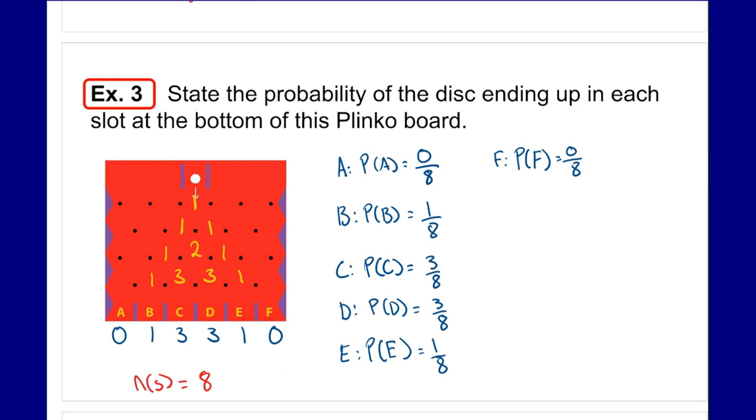So again, the probability for this one is relatively straightforward, nothing too tricky to find the number of successful outcomes and the total number of outcomes. However, we do have to use Pascal's triangle, or that application of combinations, to help us figure out the number of ways the disk ends up at the bottom of the board.